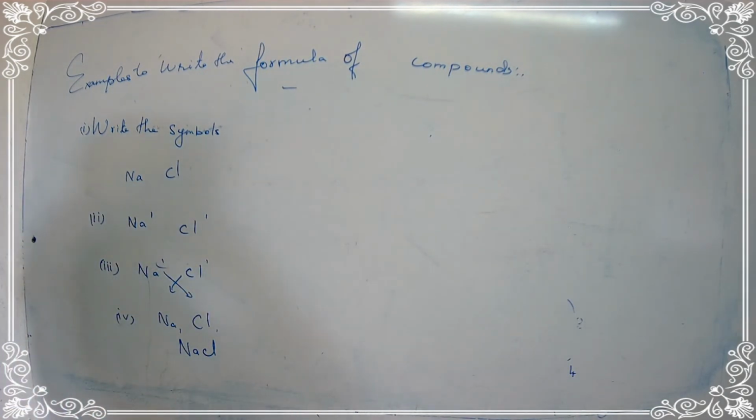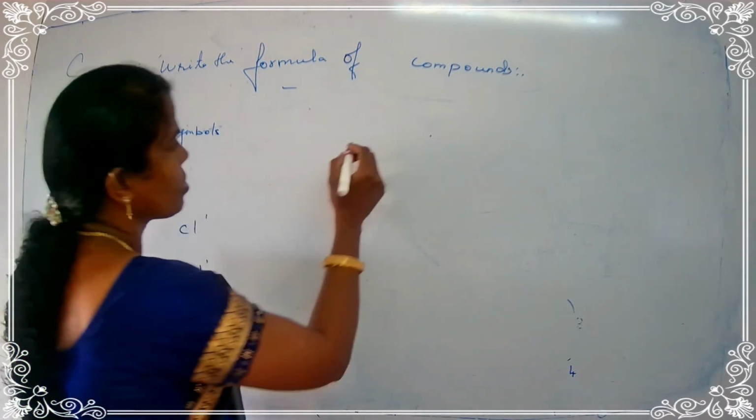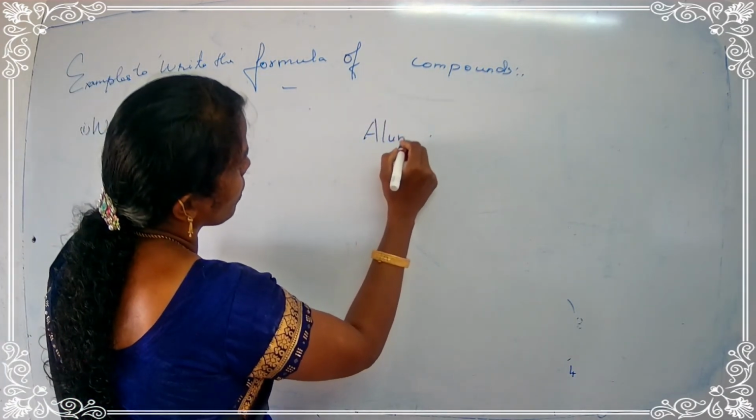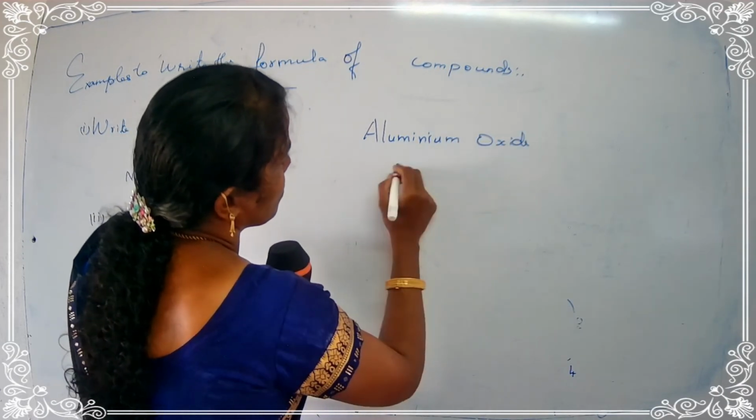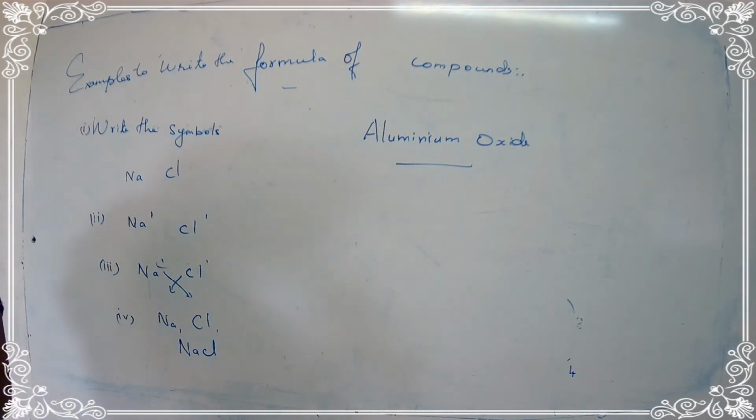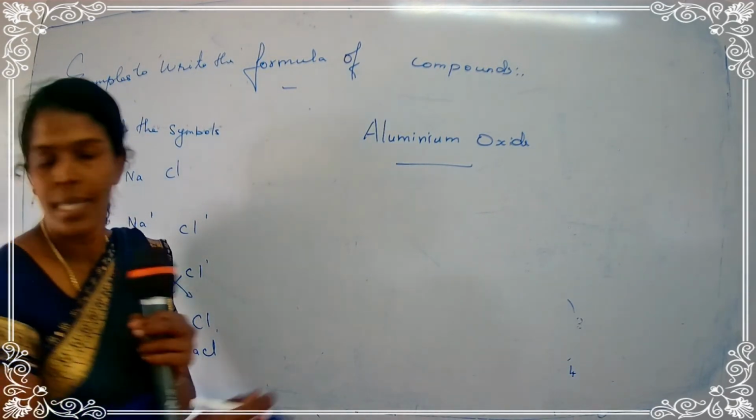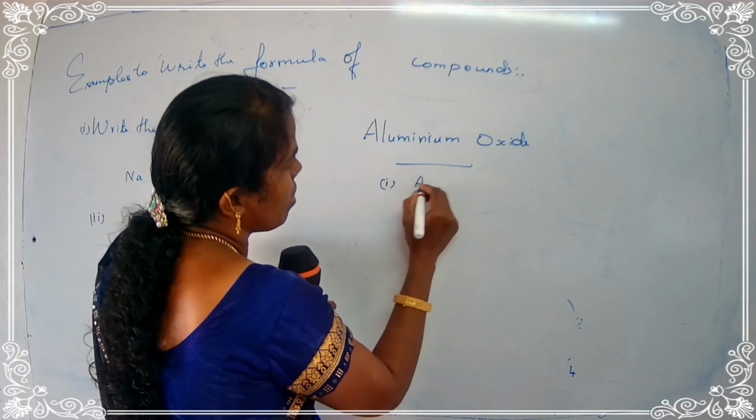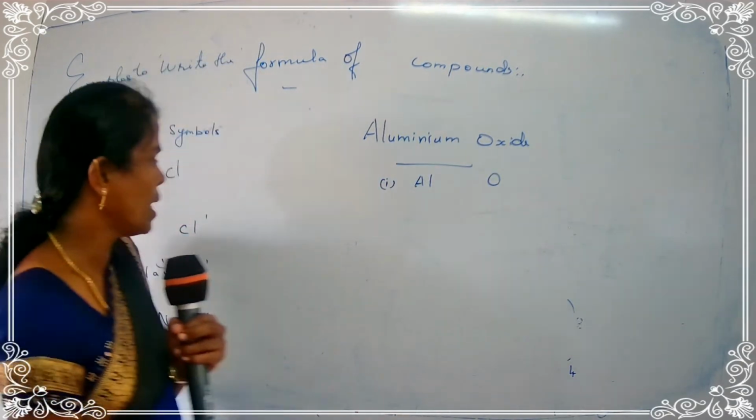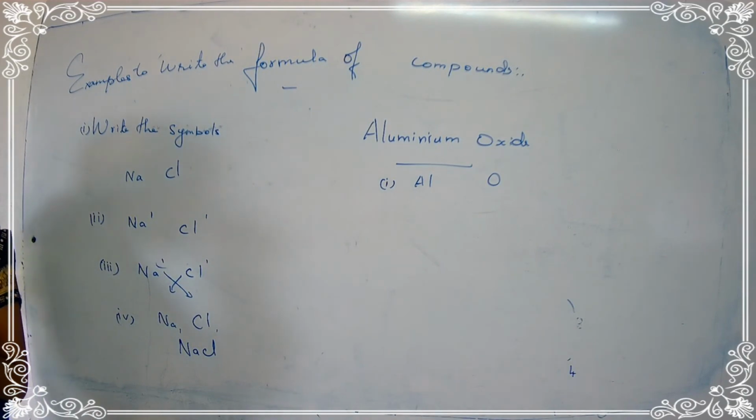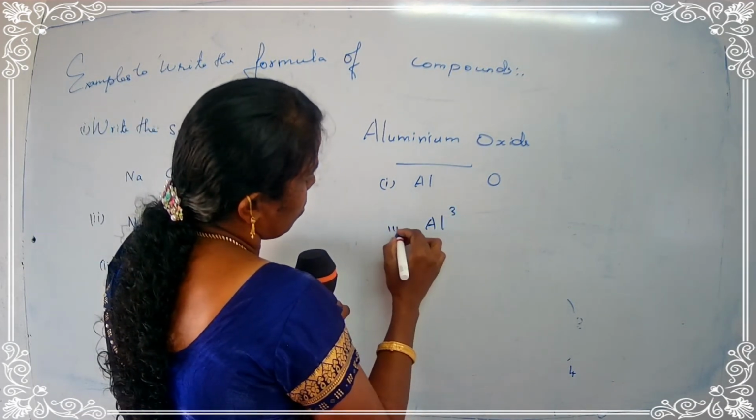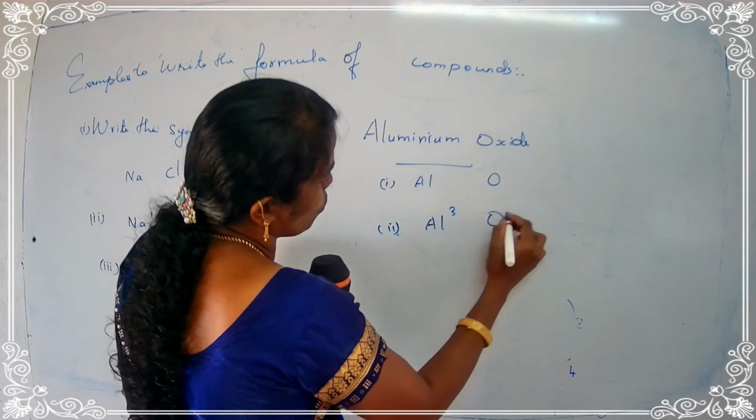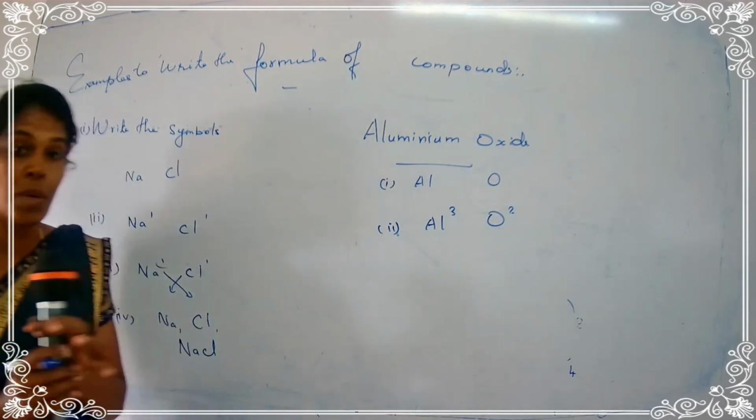Next, we will study aluminium oxide. You see here, now the compound aluminium oxide. So we write the symbols. First we write the symbol aluminium, Al, oxide, O. Then next, write the valency as superscript. So aluminium 3, oxygen 2. This is the valency. So superscript we have to write up.